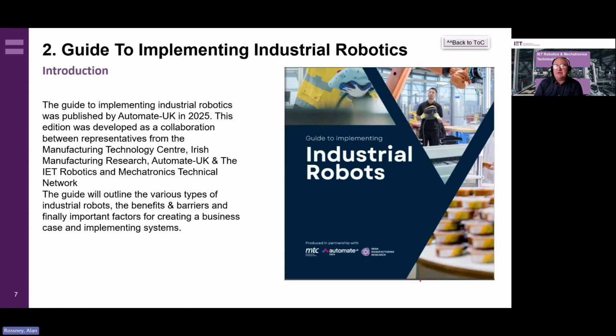So next, I'll just give you a brief introduction to this guide to implement industrial robotics. It was published last year by Automate UK. The edition was developed as a collaboration between representatives from the Manufacturing Technology Centre, the Irish Manufacturing Research, Automate UK, and the IET Robotics and Mechatronics Technical Network. So the guide outlines the various types of industrial robots, the benefits, barriers, and finally the important factors to creating a business case and then implementing the system.